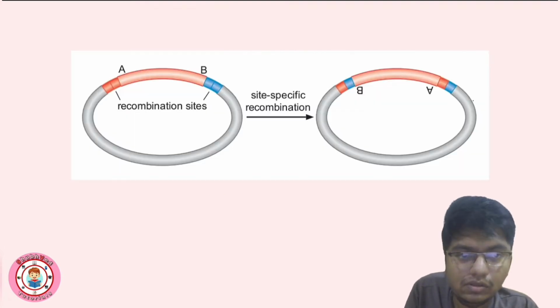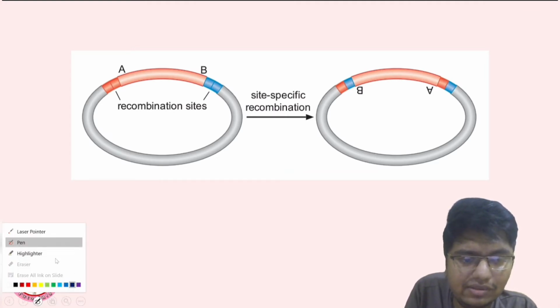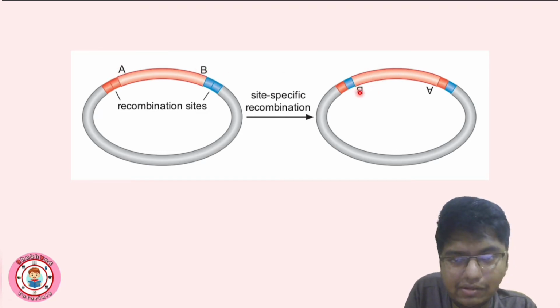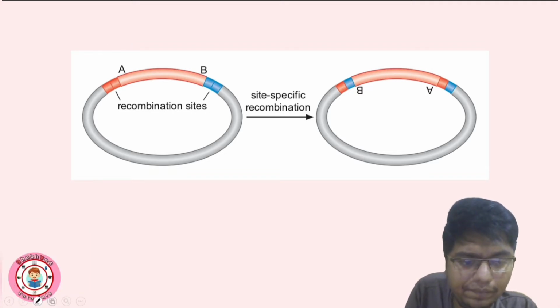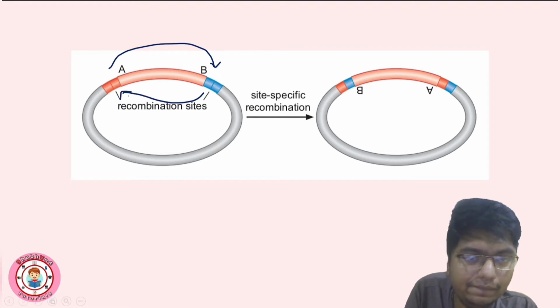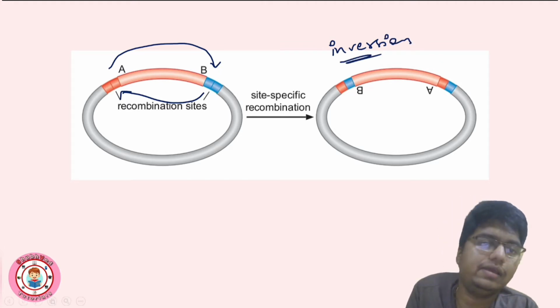So this is a diagram. We can see here site-specific recombination giving rise to inversion. You can see here A is there, here B is there, and some part of blue has come here. So inversion is taking place. A goes this side, B comes this side. So this gives rise to inversion.